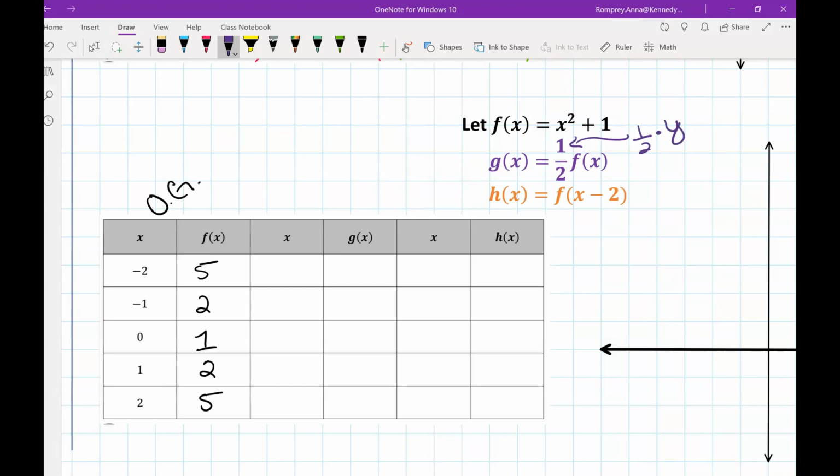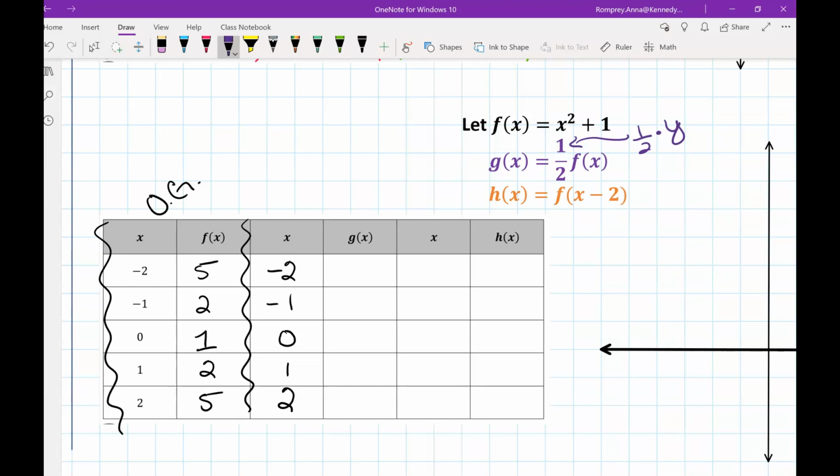Is there anything going on inside the parentheses? No, there is not. So my x values are not being changed at all, so I'm going to keep my x values. So I'm just going to write all those down. Let me go ahead and separate my 2 tables. So we're keeping our x values, -2, -1, 0, 1, and 2. And now we are going to transform the y values.